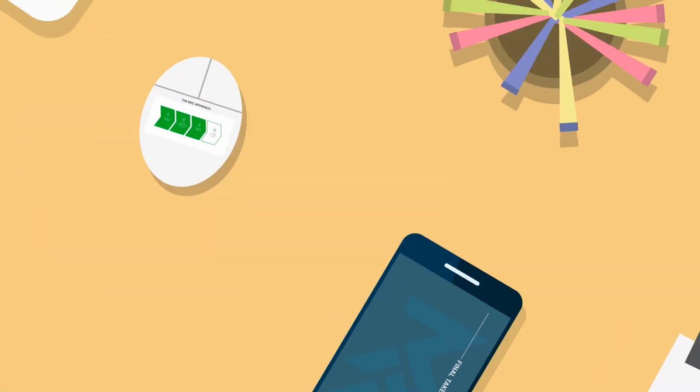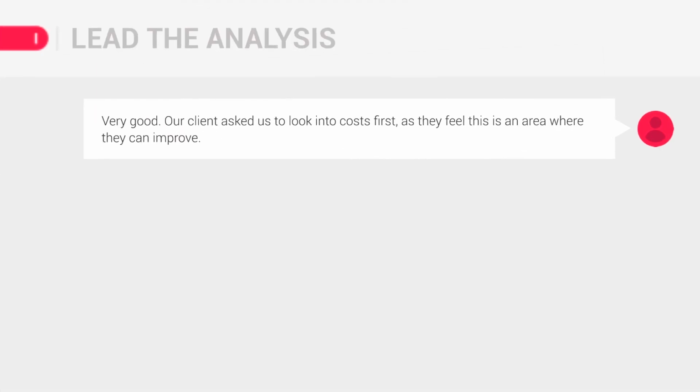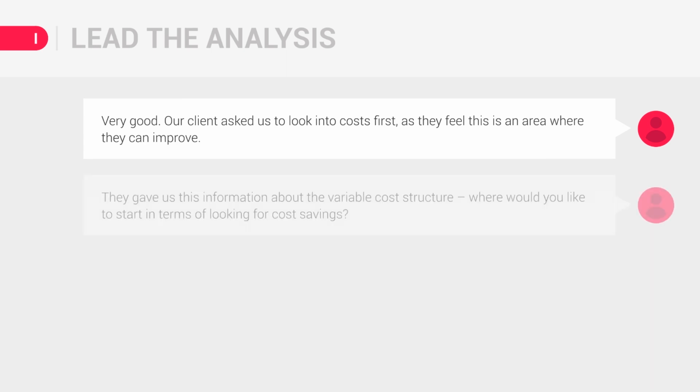The interviewer guides the candidate as to where to start. Very good. Our client asked us to look into costs first, as they feel this is an area where they can improve. They gave us information about the variable cost structure. Where would you like to start in terms of looking for cost savings?